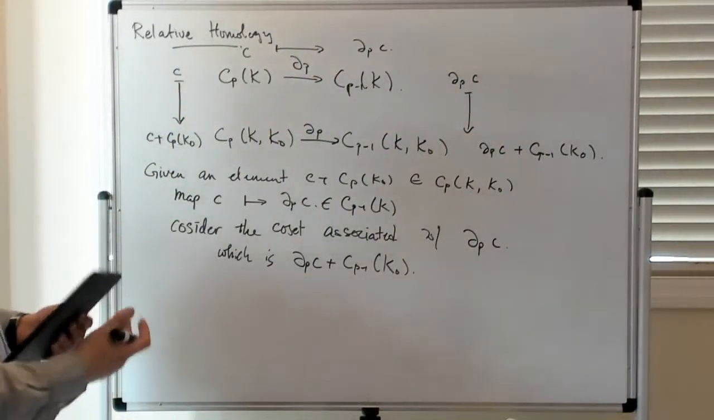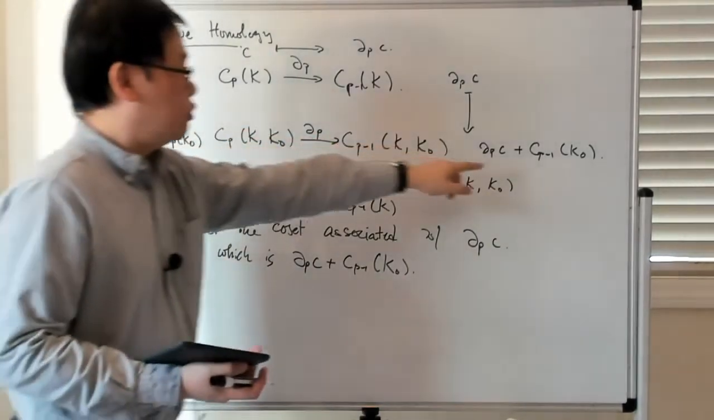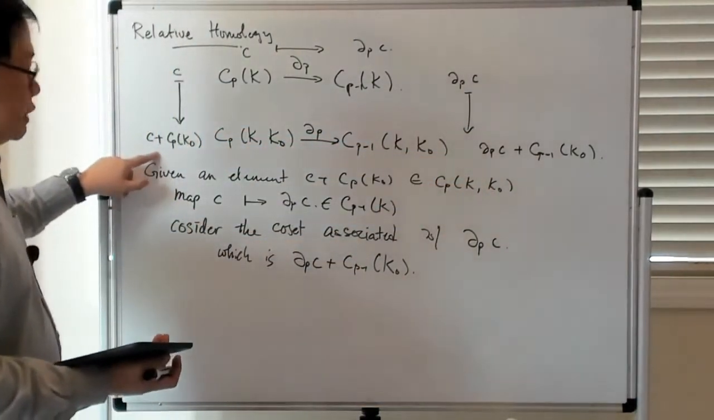Then you have to show obviously that this coset is well defined, irrespective of what choice you've made.